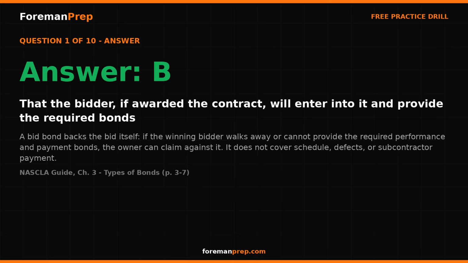The correct answer is B, that the bidder, if awarded the contract, will enter into it and provide the required bonds. A bid bond backs the bid itself. If the winning bidder walks away or cannot provide the required performance and payment bonds, the owner can claim against it. It does not cover schedule, defects, or subcontractor payment. Reference NASCLA Guide CH3, Types of Bonds, P3-7.